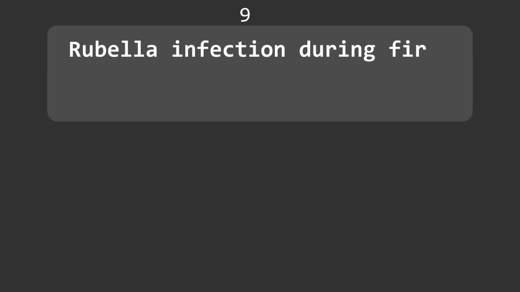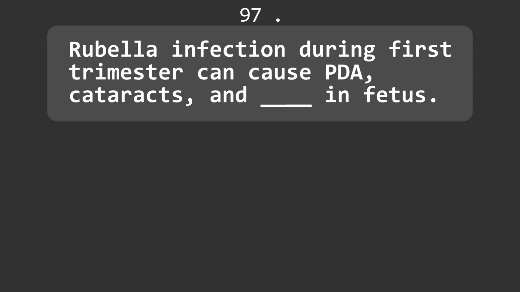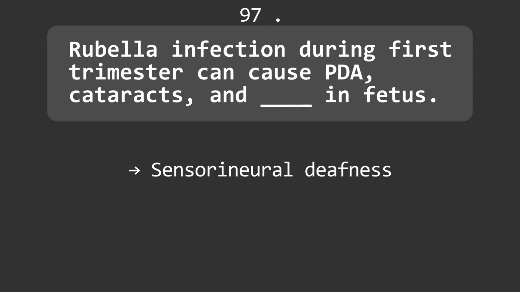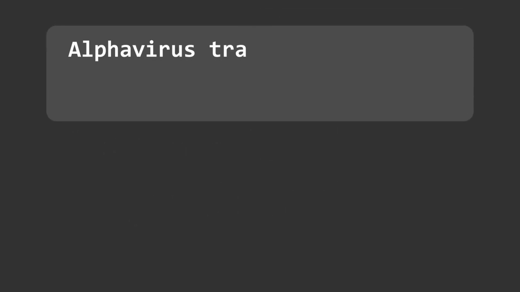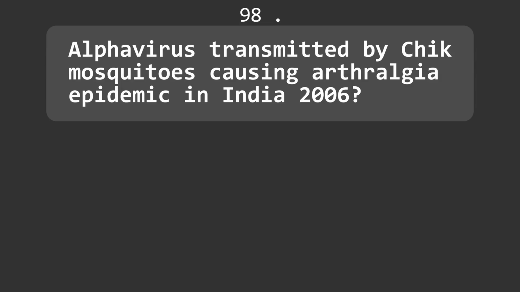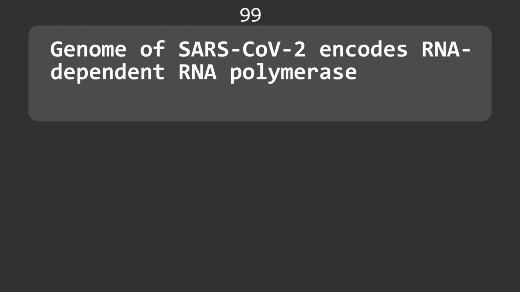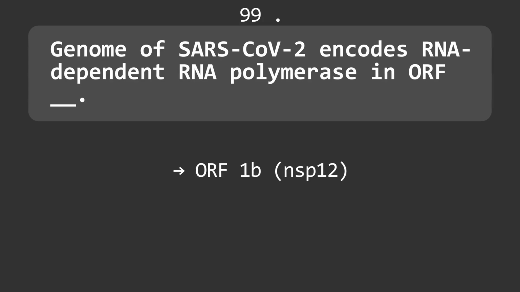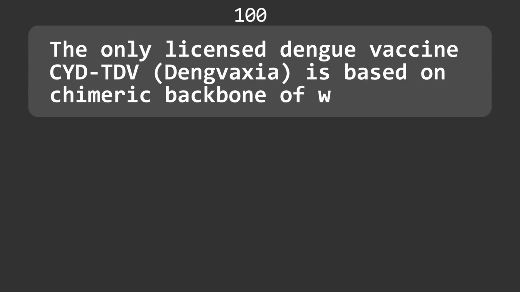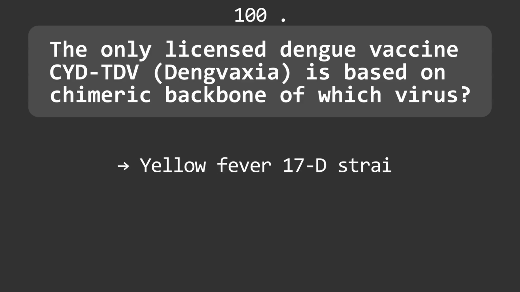Rubella infection during first trimester can cause PDA, cataracts, and, in the fetus, sensorineural deafness. Which alphavirus transmitted by Aedes mosquitoes caused the arthralgia epidemic in India in 2006? Chikungunya virus. Genome of SARS-CoV-2 encodes RNA-dependent RNA polymerase in ORF1b, NSP12. The only licensed dengue vaccine, CYD-TDV Dengvaxia, is based on a chimeric backbone of which virus? Yellow fever 17D strain.